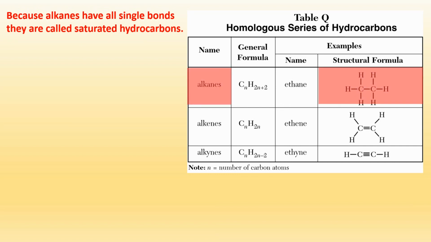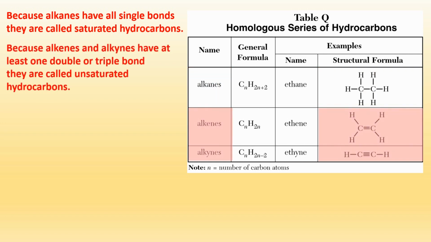Because alkanes have all single bonds, they're called saturated hydrocarbons. Because alkenes and alkynes have at least 1 double or triple bond, they're called unsaturated hydrocarbons.